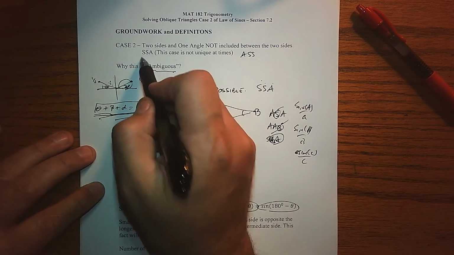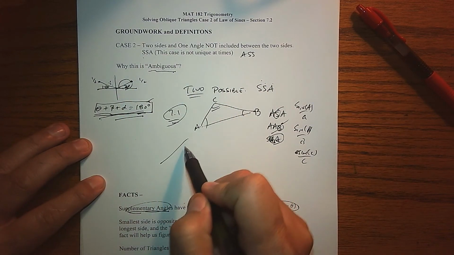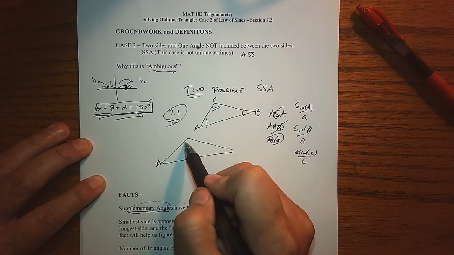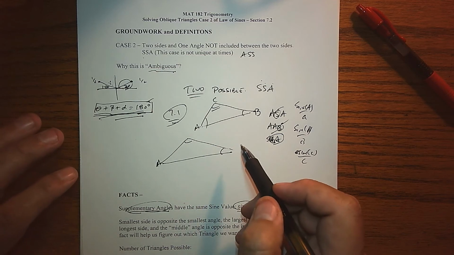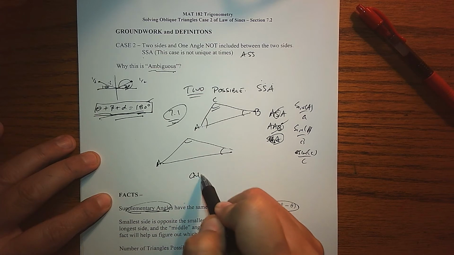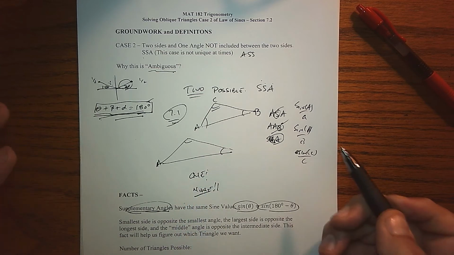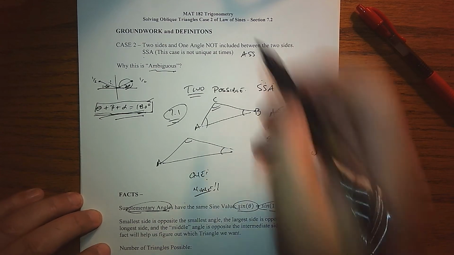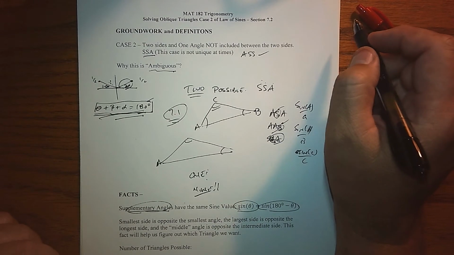But in a side-side-angle situation, because we only know one of the angles, that means there's probably two possible triangles that might exist. Of course, maybe there's only one, and then sometimes we're going to find there's actually none. So we have our work really cut out for us when we're looking at an SSA, or what playfully I call an ASS.